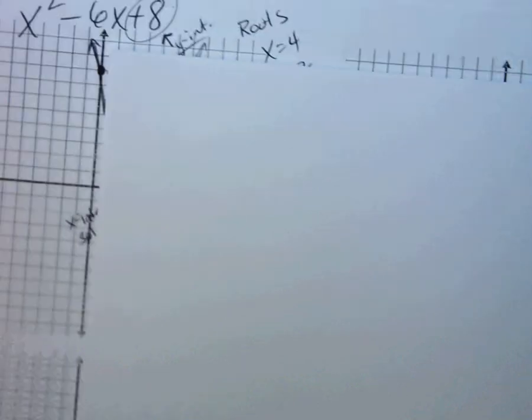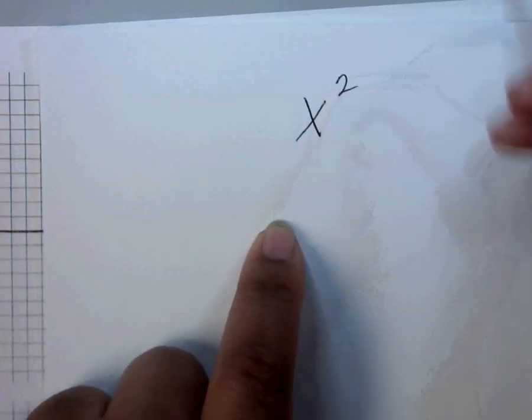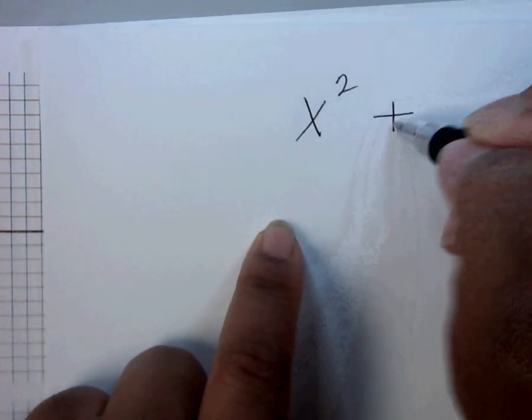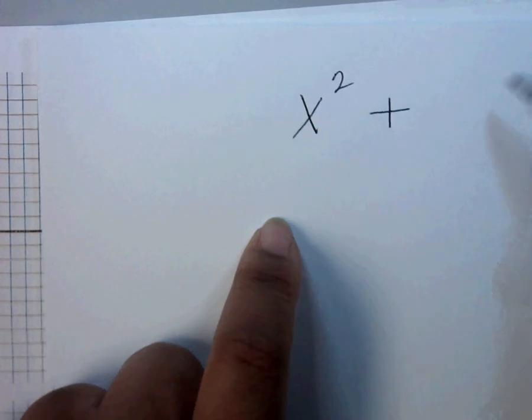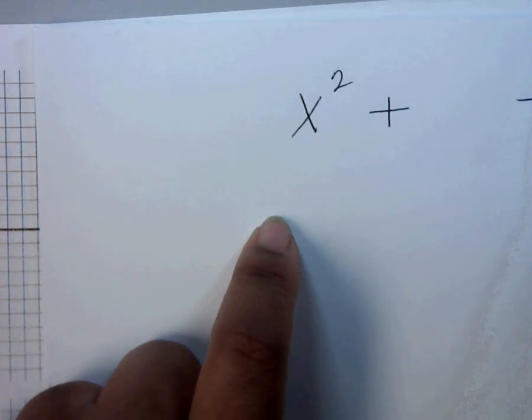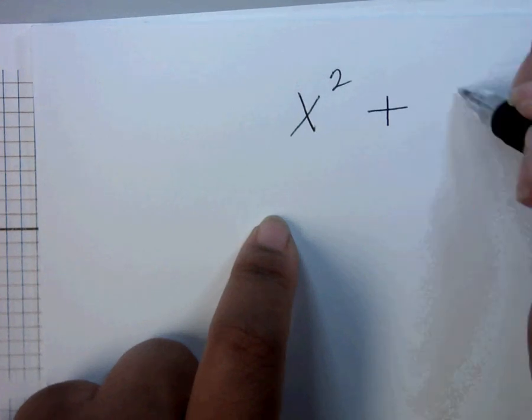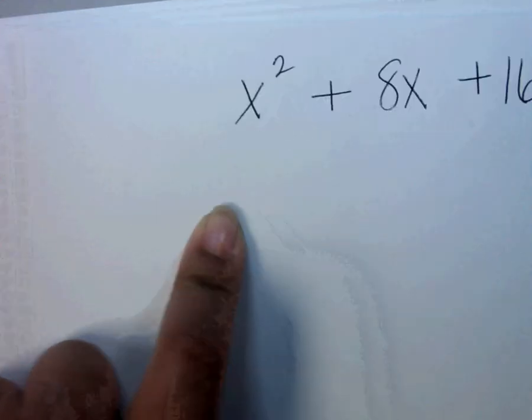All right, now we're going to do this one all the way through, and this is the last example before you do it by yourself. X squared, and I'm going to make it simple. X squared plus 8x plus 16.